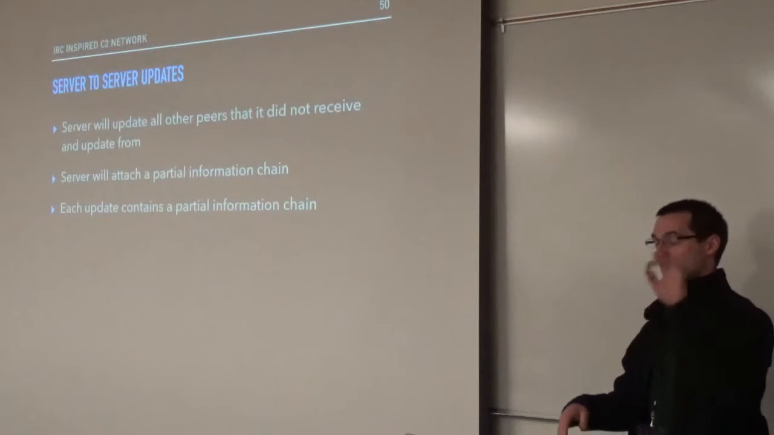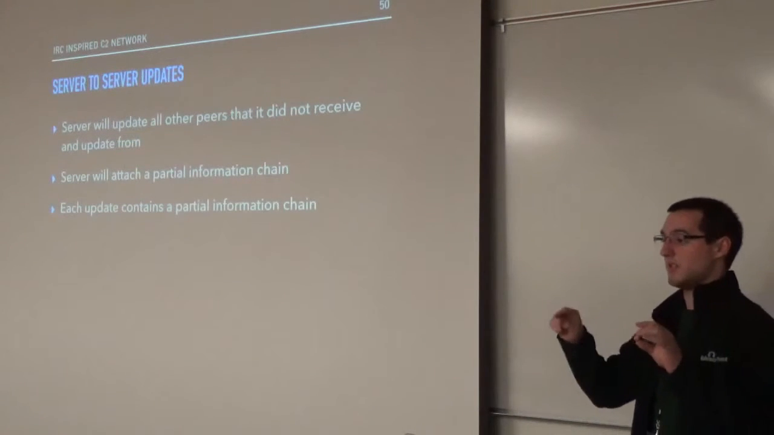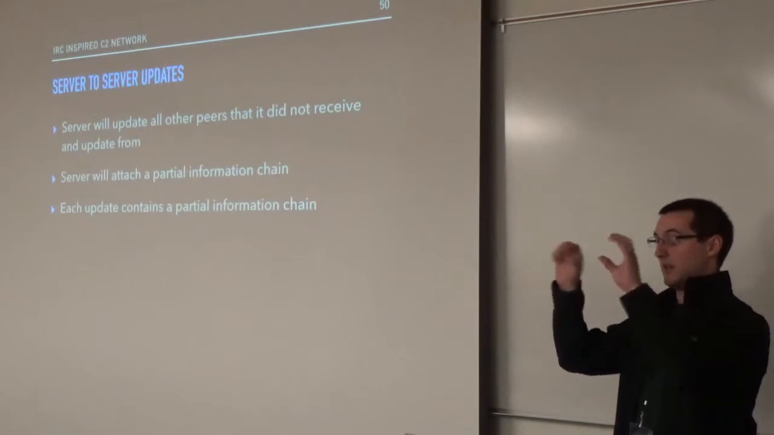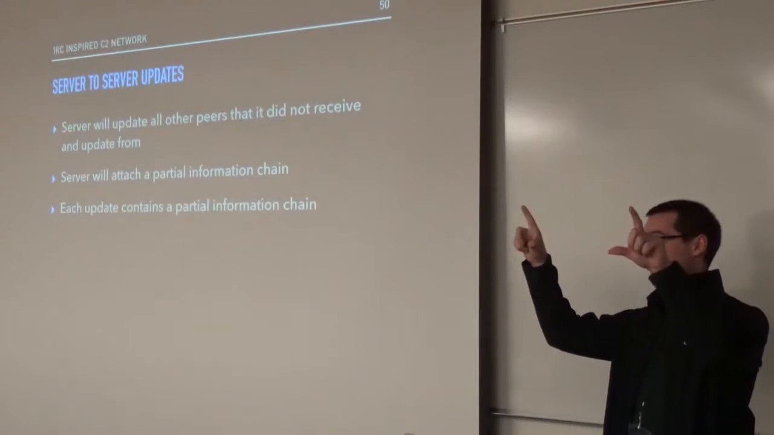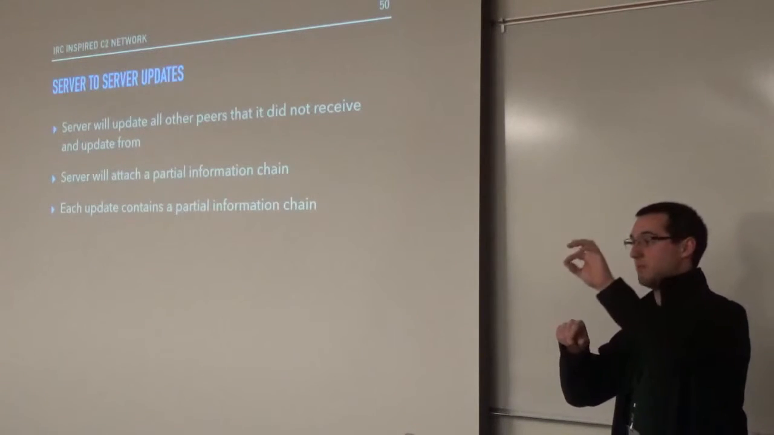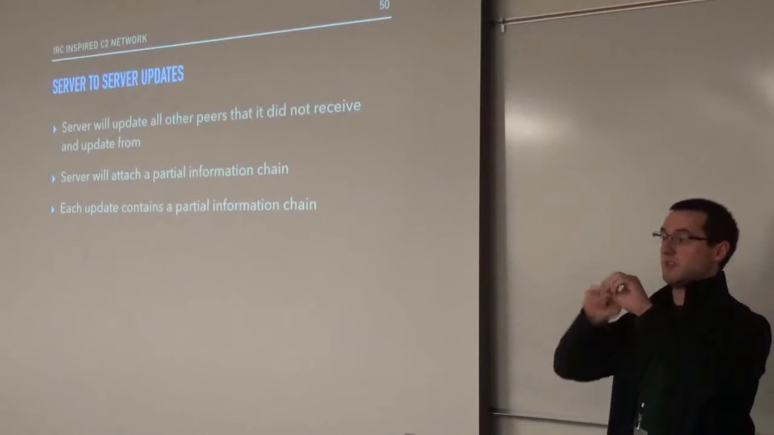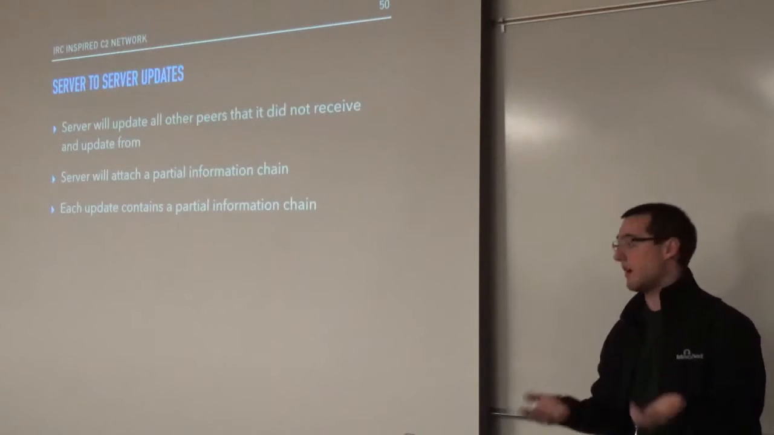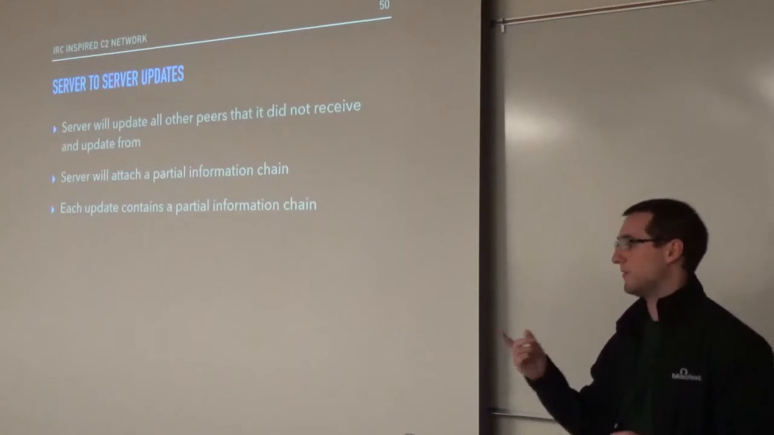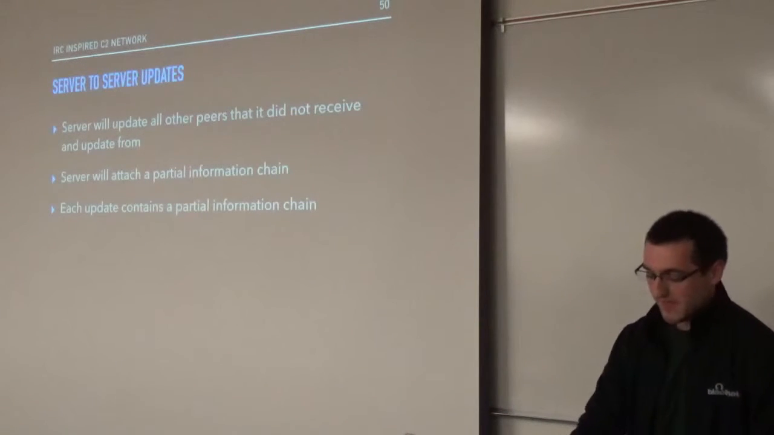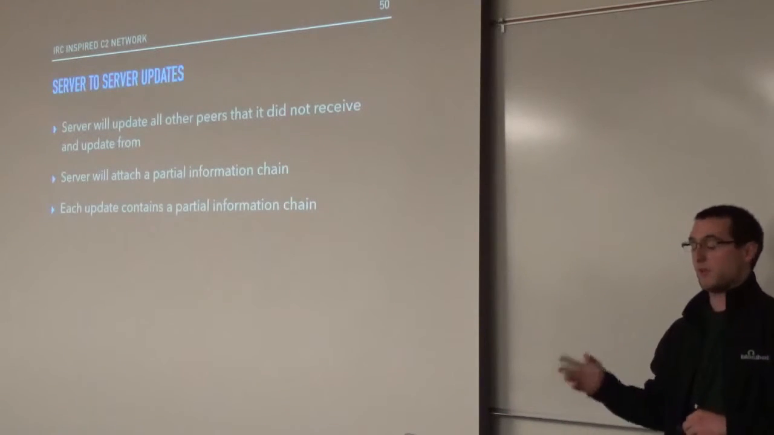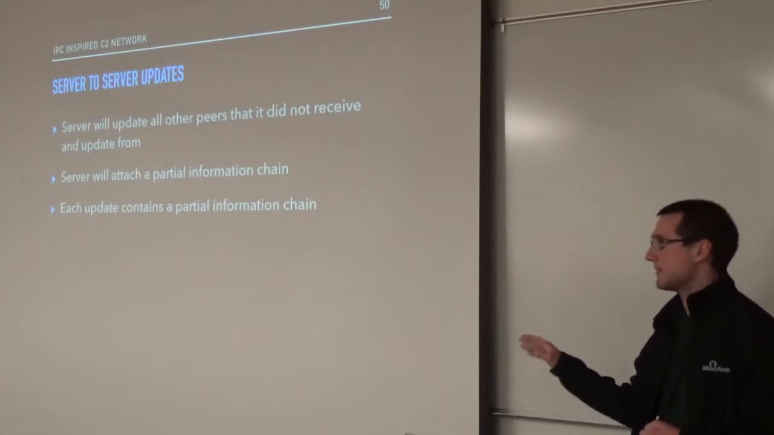right? So if we have servers A, B, C, and D, and B is connected to C, D, and A, so we've got 1 in the middle and 3 on the outside, if A sends an update to B, B is going to send it out to C and D, but not A, because it knows that it got it from A. So we don't have an infinite bounce between the nodes. And then each of those updates is going to contain the partial information chain, and I've got a bunch of diagrams that's going to display that later.